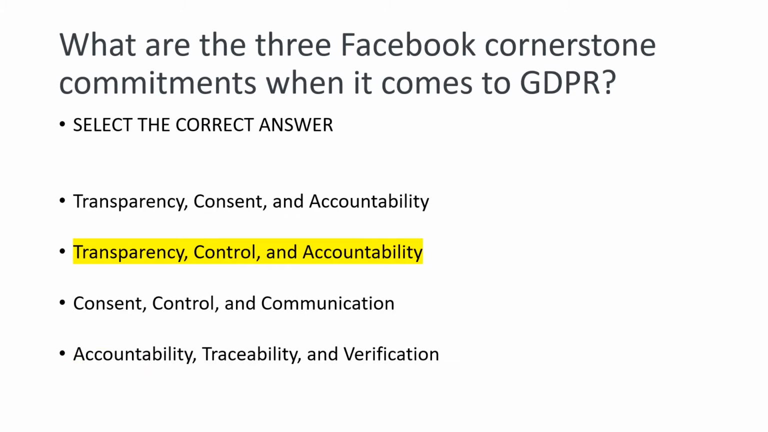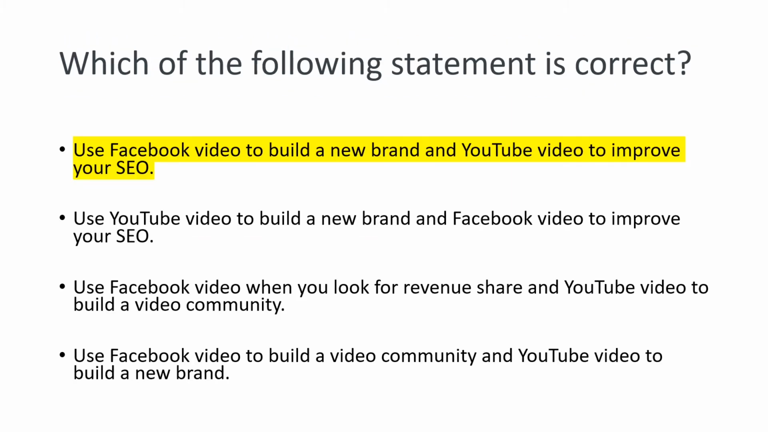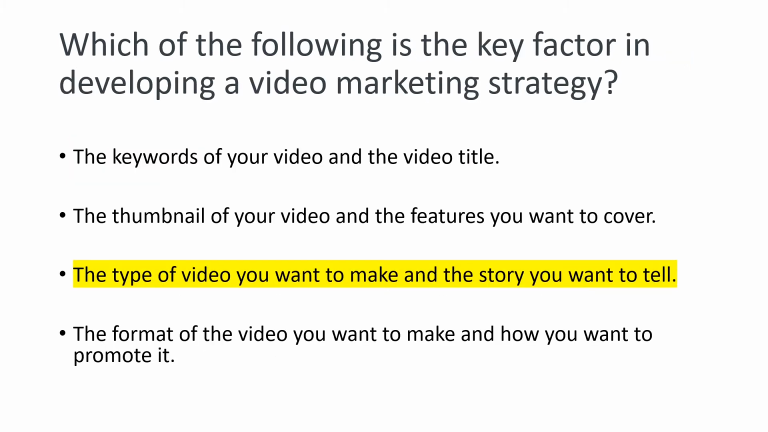69. What are the 3 Facebook cornerstone commitments when it comes to GDPR? Transparency, control, and accountability. 70. Which of the following statements is correct? Use Facebook video to build a new brand and YouTube video to improve your SEO. 71. Which of the following is the key factor in developing a video marketing strategy? The type of video you want to make and the story you want to tell.